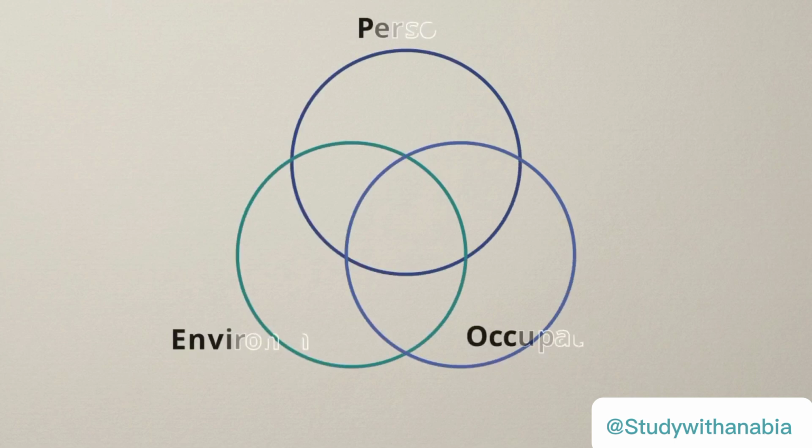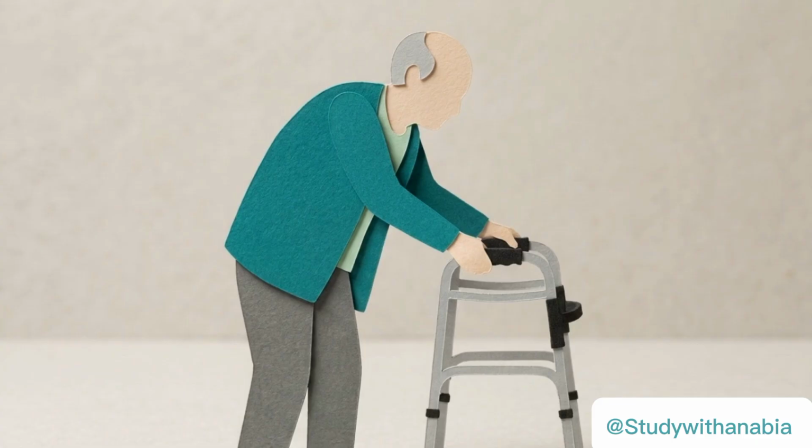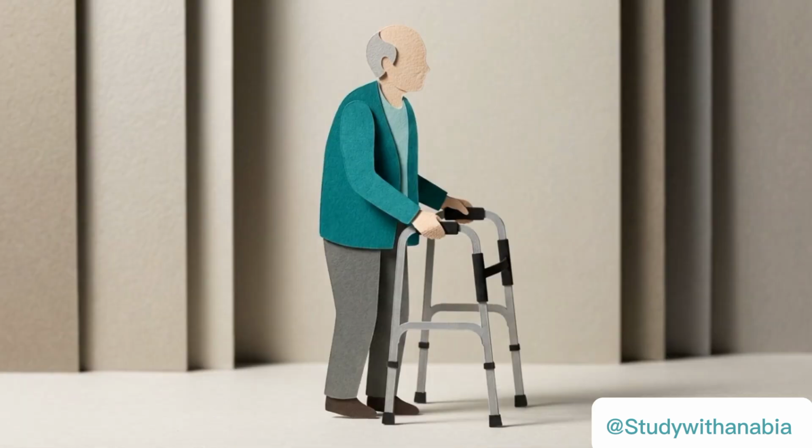To diagnose this, therapists use the PEO model: person, environment, and occupation. Let's apply it. If a patient has limited strength, the person, and thick carpeting, the environment, a heavy walker is exhausting. Add the occupation, standing to cook, and the tool fails. This is the core of ergonomics. Instead of forcing a human to adapt to a poorly matched piece of equipment, we evaluate the system and redesign the tool to fit the human.